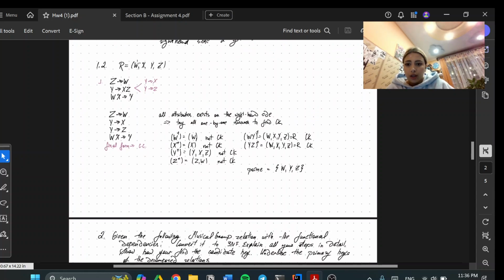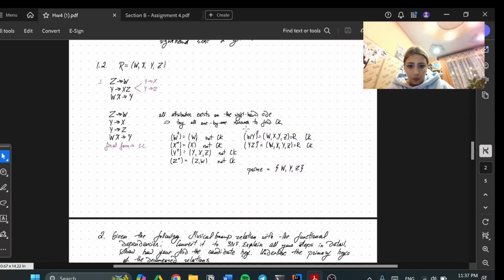Second relation, W, X, Y, Z. Z goes to W, Y goes to X, Z. By first step we split that up, and WX goes to Y. We open the second row, we get this. This is the final form. This is the final minimal cover, so there's nothing else to change. All attributes exist on the right hand side.